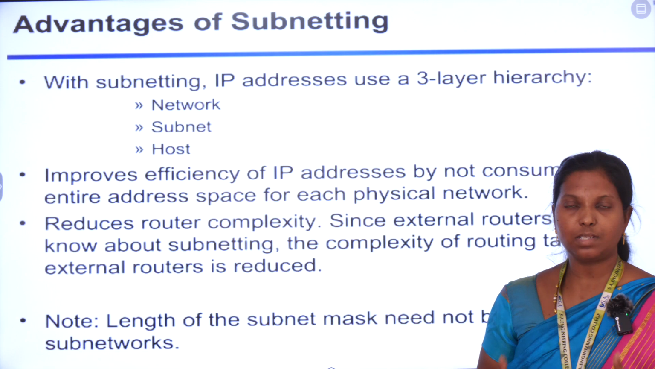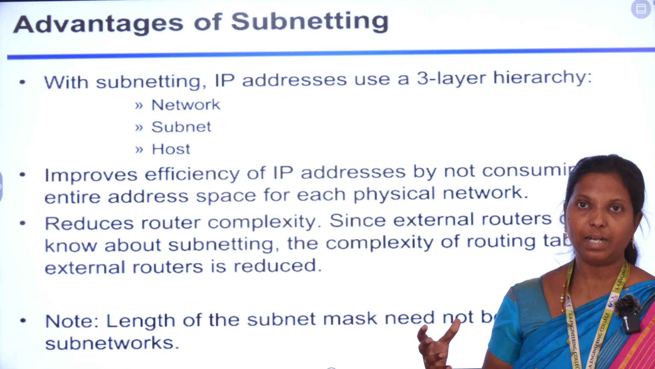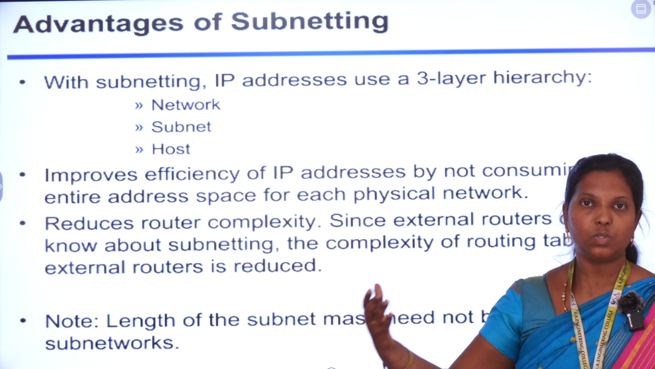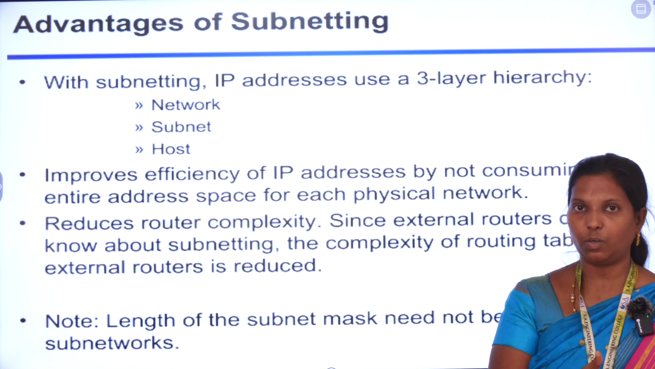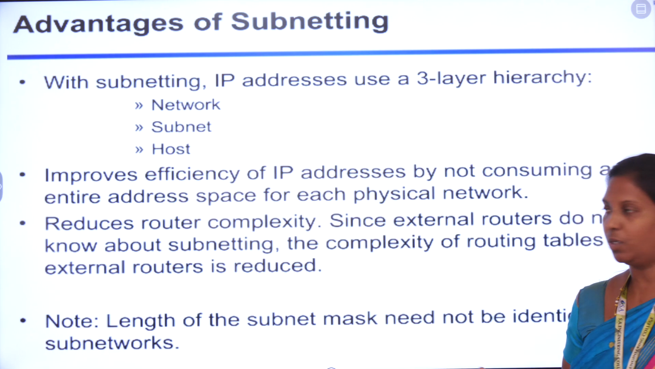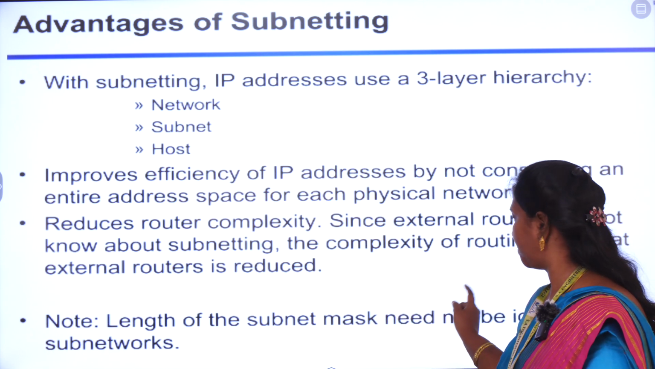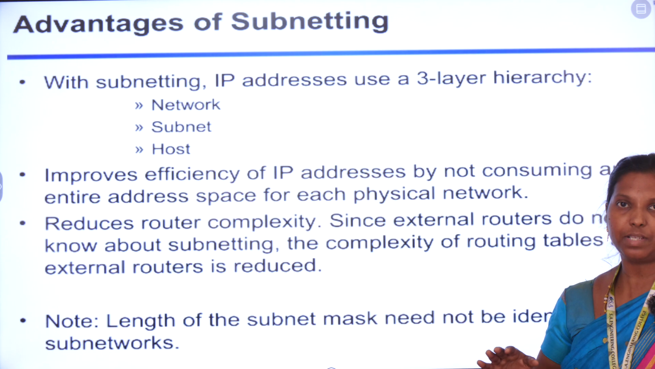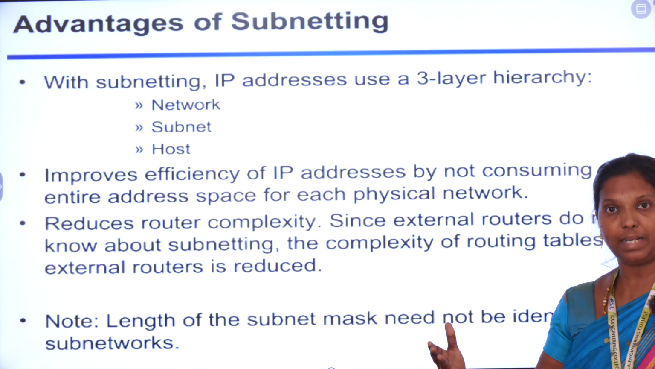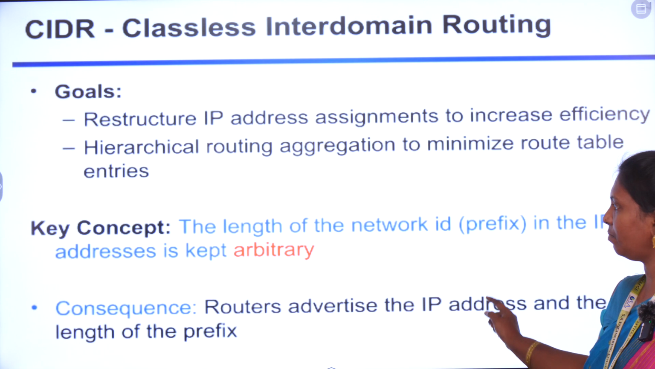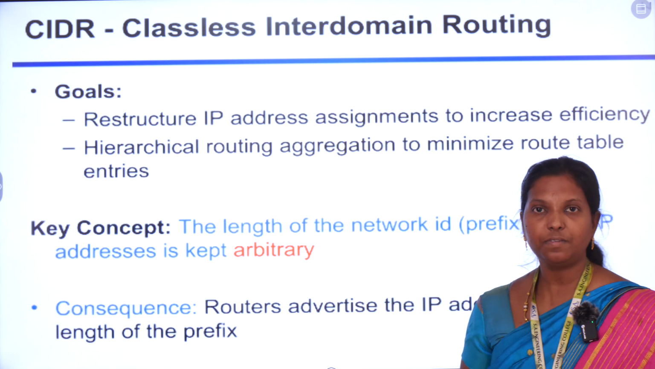When we go for subnetting, the subnet protects your router table and it keeps getting updated. So we are not going to concentrate on the router table; the subnetting takes care of it. Subnetting plays a very important role in IP addressing. The length of the subnet mask need not be identical, so we can fix any kind of subnetting, and any numbering concept can be applied in IP addressing. This is the key goal of CIDR.